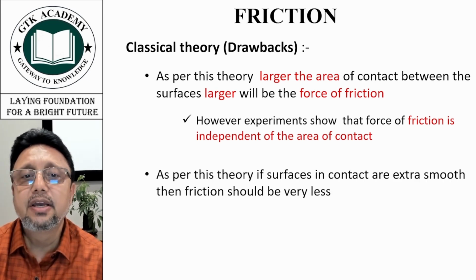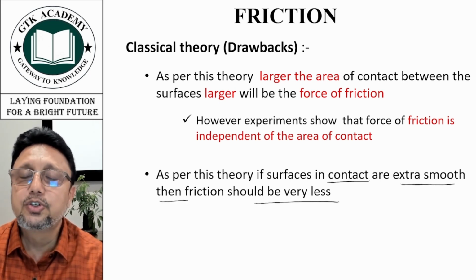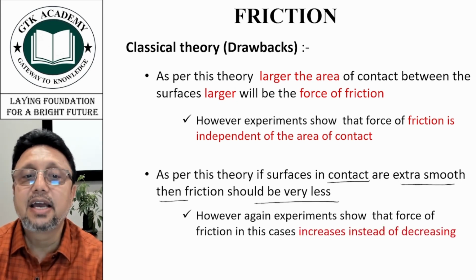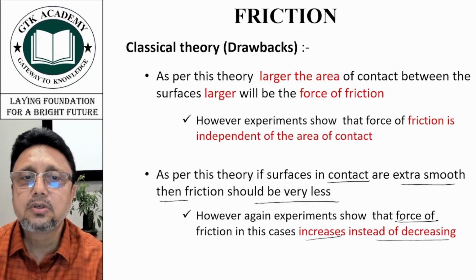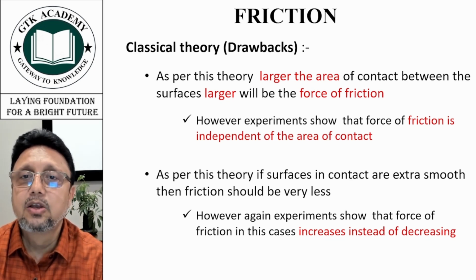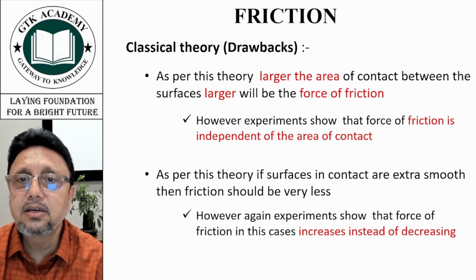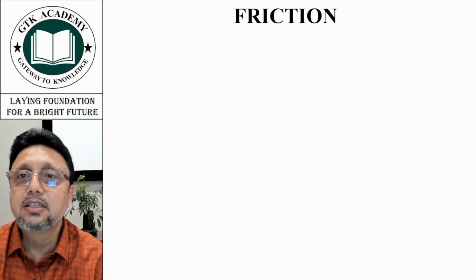Again, as per this theory, if the surfaces in contact are extra smooth, then friction should be very less, because if they are extra smooth, there will not be interlocks. But again, the experiments have shown that the force of friction increases instead of decreasing. When you make it extra smooth, the force of friction increases instead of decreasing. So these are the two drawbacks. Probably you may have some doubts on this. I am going to clarify that when we see the modern theory.